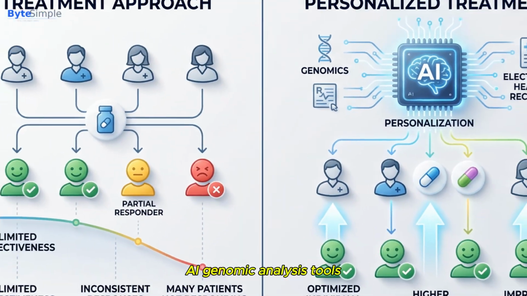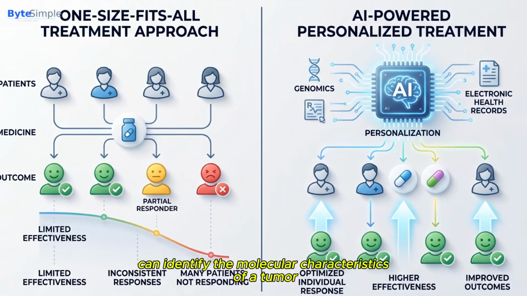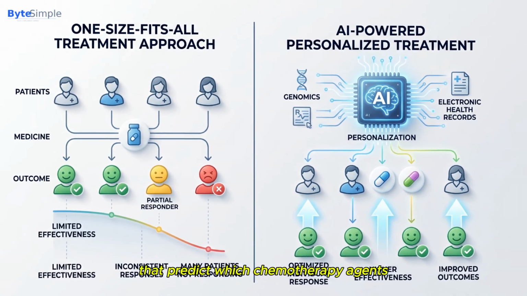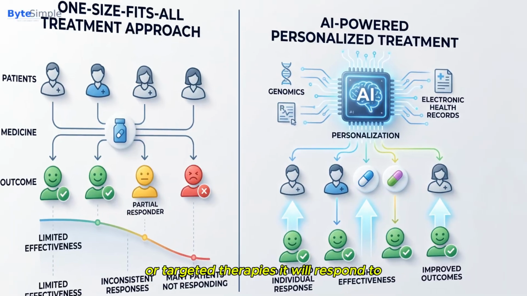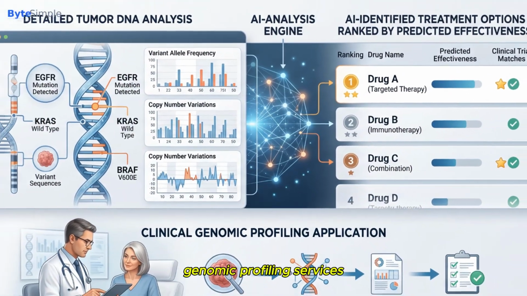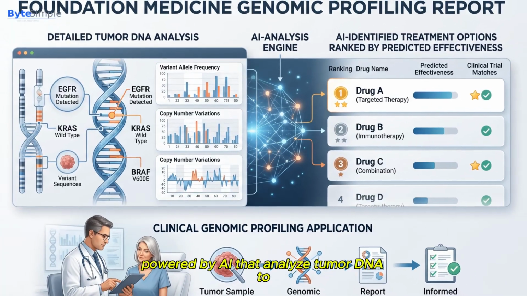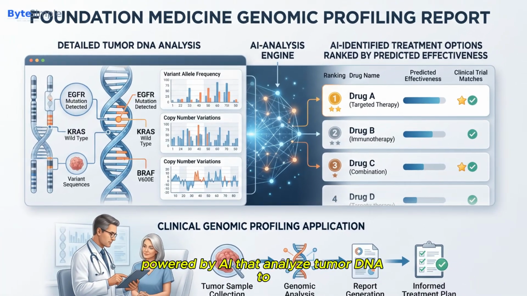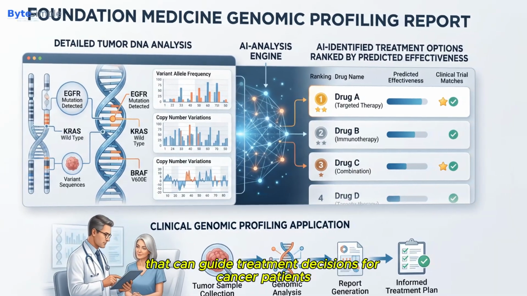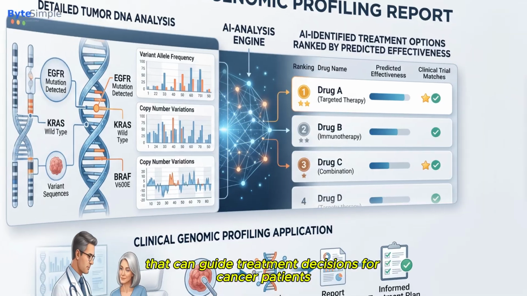AI genomic analysis tools can identify the molecular characteristics of a tumor that predict which chemotherapy agents or targeted therapies it will respond to. Foundation Medicine has developed comprehensive genomic profiling services powered by AI that analyze tumor DNA to identify actionable genetic alterations that can guide treatment decisions for cancer patients.